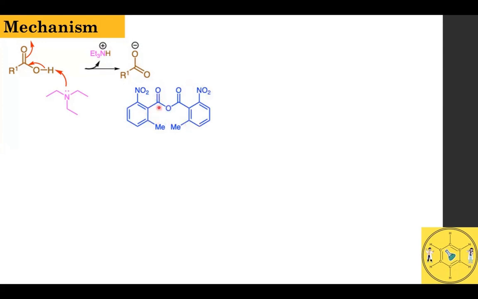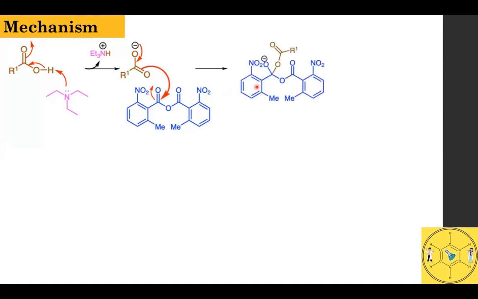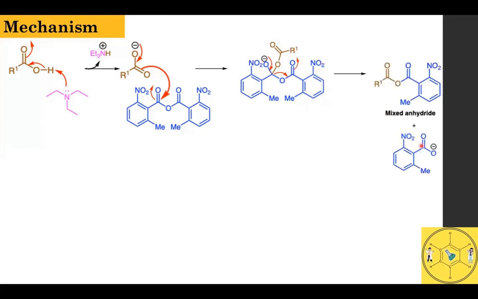This carboxylate ion quickly reacts with MNBA. Here you see MNBA has two carbonyl carbons, and it reacts with one of the carbonyl carbons. The oxygen negative charge comes in, then the carbon-oxygen double bond electrons go onto oxygen as it attacks one of the carbonyl carbons, which generates this tetrahedral intermediate. It then readily collapses to kick off 2-methyl-6-nitrobenzene carboxylate ion as well as one mixed anhydride.